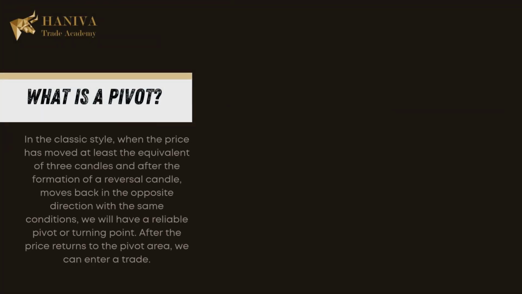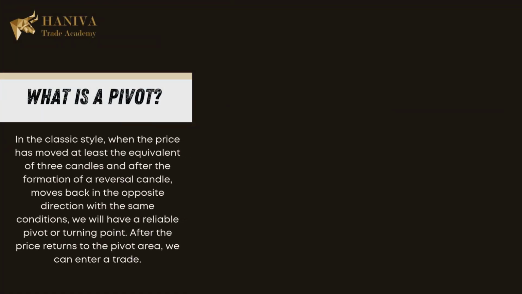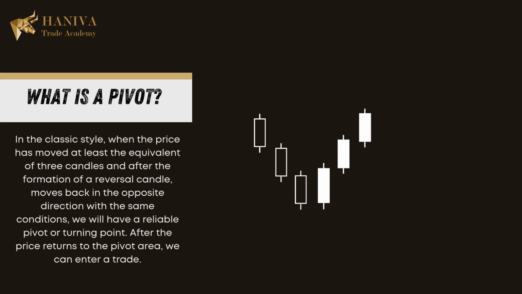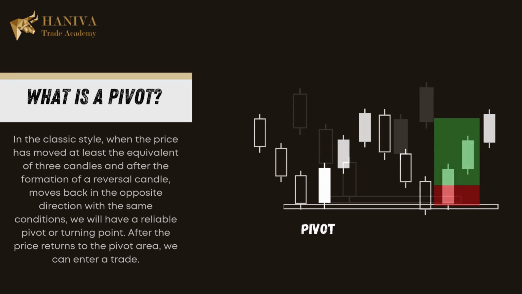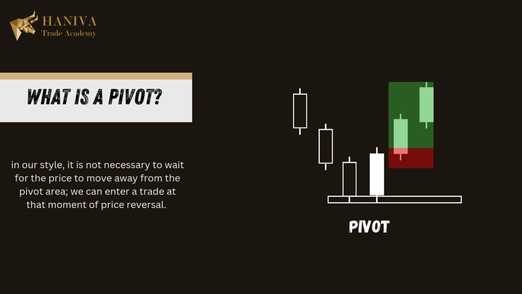What is a pivot? In the classic style, when the price has moved at least the equivalent of 3 candles, and after the formation of a reversal candle, moves back in the opposite direction with the same conditions, we will have a reliable pivot or turning point. After the price returns to the pivot area, we can enter a trade. However, in our style, it is not necessary to wait for the price to move away from the pivot area.